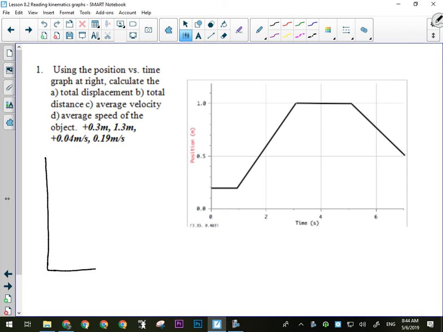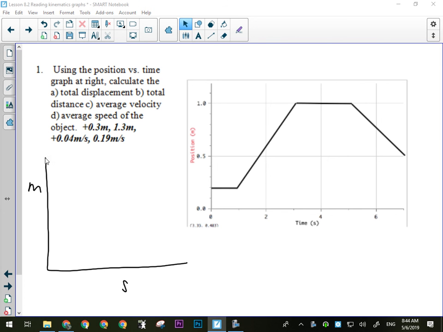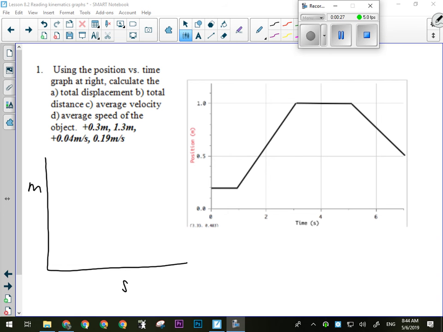Things we talked about with position versus time graphs. So on a position versus time graph, you will have time in whatever units. I wrote seconds here, okay? And you have position in meters. Okay, so we got our position in meters, we got our time in seconds here.